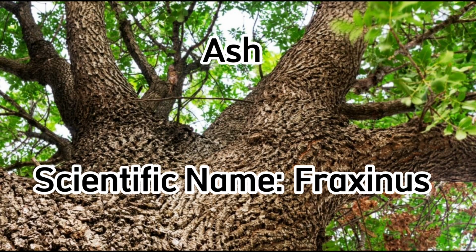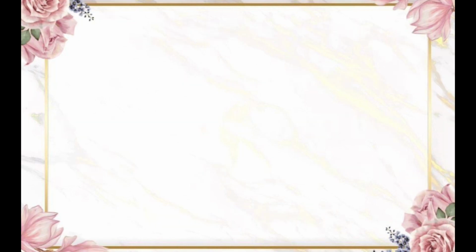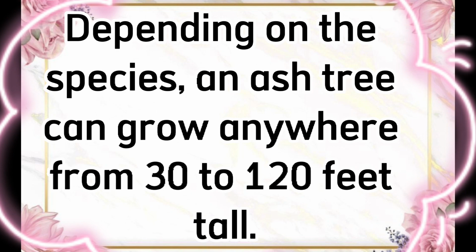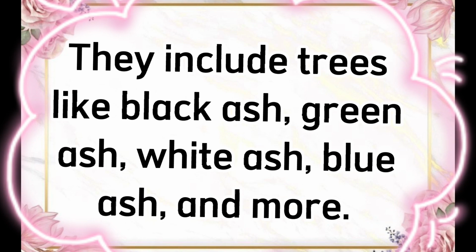Ash, scientific name Fraxinus. The ash tree stems from the olive family, which features many different species of woody plants. Depending on the species, an ash tree can grow anywhere from 30 to 120 feet tall. The various species in the ash genus are often named by color. They include trees like black ash, green ash, white ash, blue ash, and more.